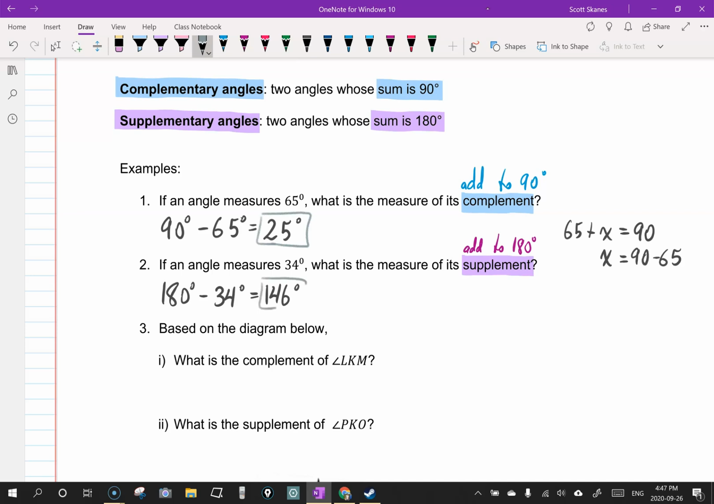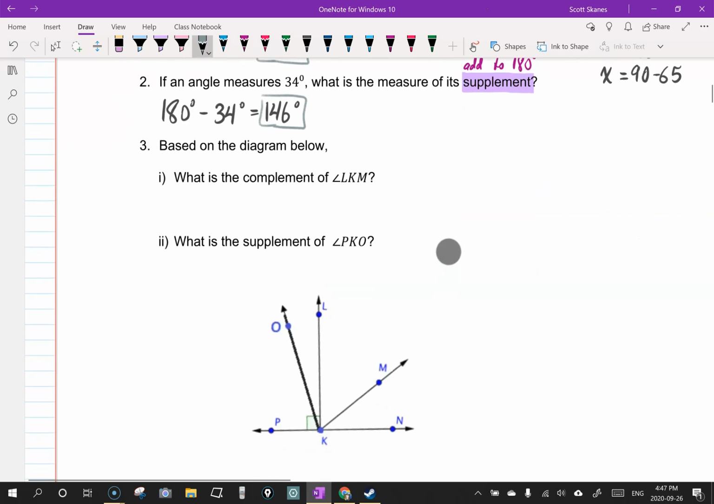Some students find it difficult to remember which one's which. And so I always remember that the complement goes with 90 degrees, the supplement goes with 180, and the reason I can remember that is kind of a silly way. C comes before S in the alphabet. So in the same way that C comes before S in the alphabet, 90 comes before 180 in terms of numerical order. So just one silly way to remember it. If you're always mixing up which one's complement, which one's supplement, remember the alphabet. C comes before S.